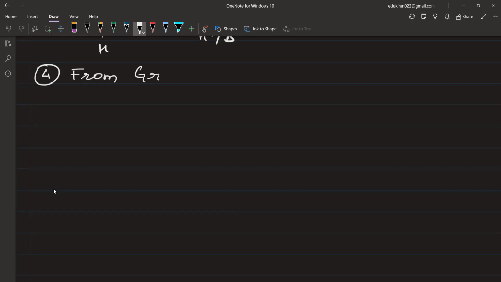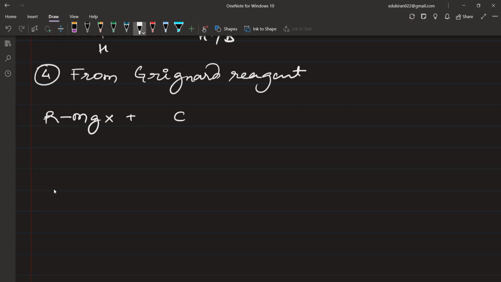From Grignard reagent. Okay, so Grignard reagent is also important because it will be an increase in the number of carbon atoms. So we start with RMgX plus carbon dioxide. Now this is delta negative. This is going to be highly delta positive because it is attached with oxygen atoms from both sides. So it is going to attack here like this.